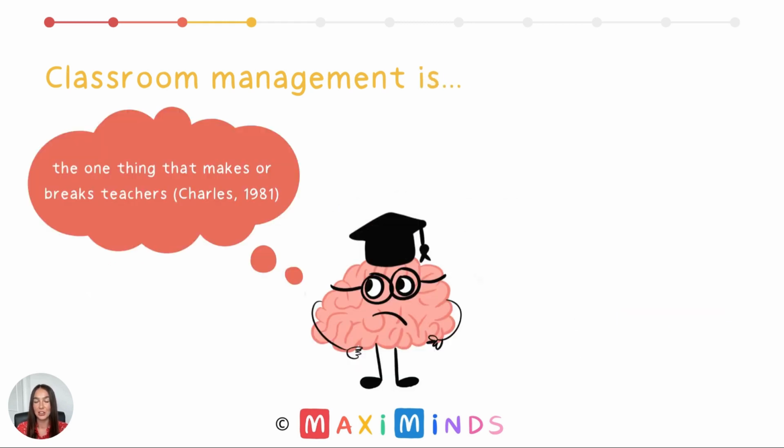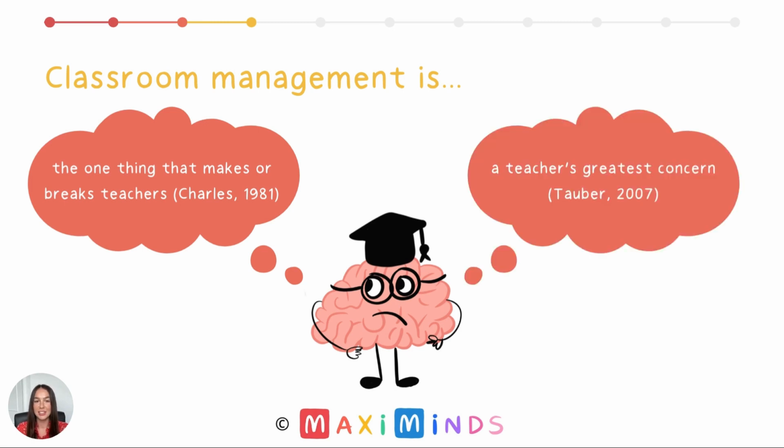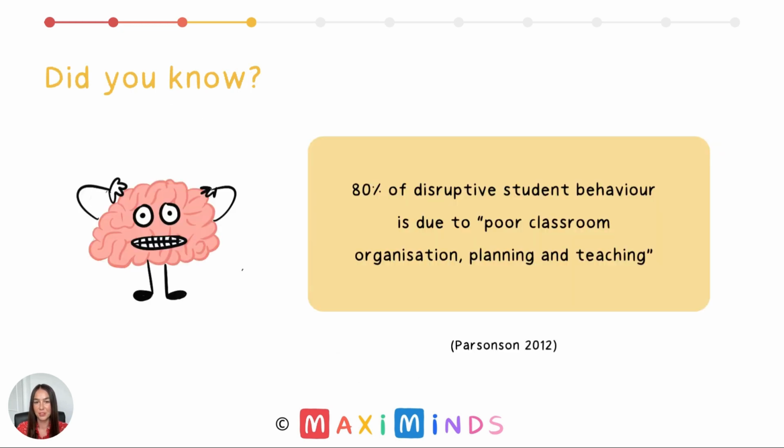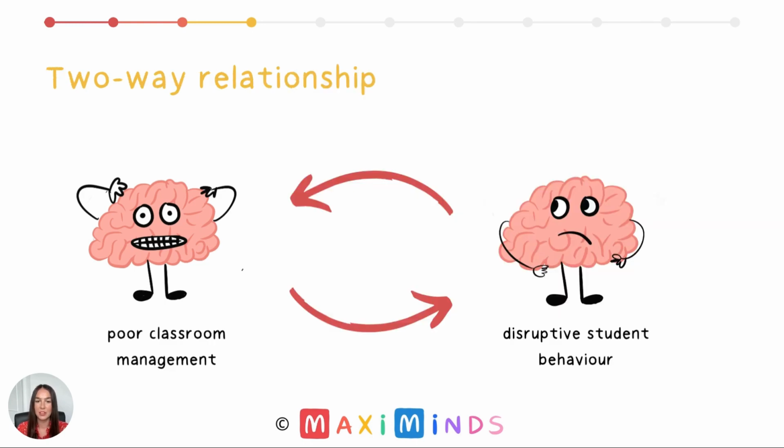Over 40 years ago, classroom management was decided to be the one thing that makes or breaks teachers in research. Even more recently, classroom management still is a teacher's greatest concern. You may also find it interesting to know that 80% of disruptive student behaviour is due to poor classroom organisation, planning and teaching. So there's this two-way relationship between classroom management and student behaviour, such that poor classroom management can result in disruptive student behaviour, and vice versa, disruptive student behaviour can lead to then poor classroom management.